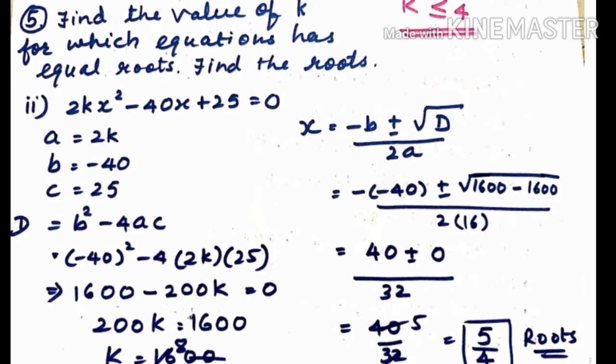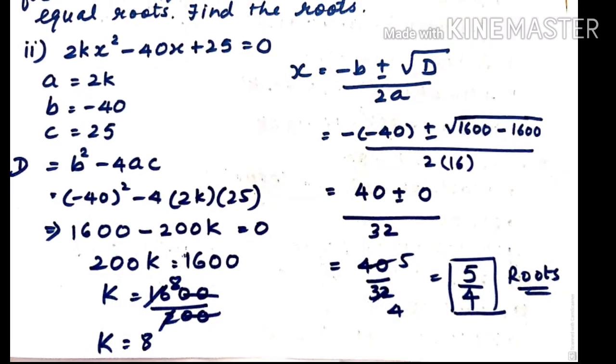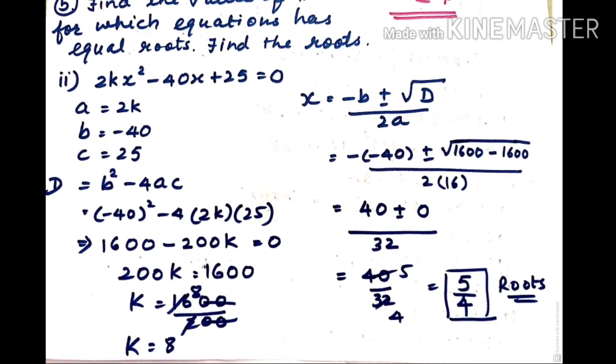So we can place it upon 2 16s are 32. So we get 40 upon 32. We cancel it now by the 8 table, 8 5s are 40 and 8 4s are 32. So the root will be 5 by 4. So students, you can see here the k value is 8. We can substitute again in our D value, so that we get D value 0, and the root will be 5 by 4. The next questions you can also solve like this, the rest of the questions.